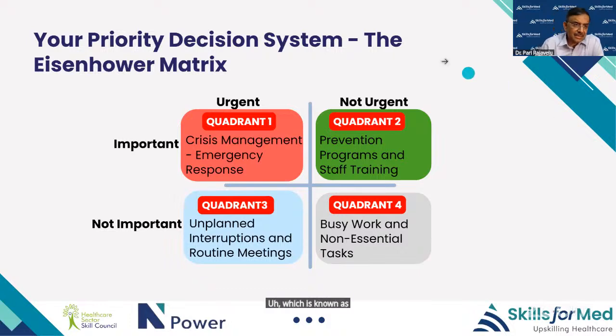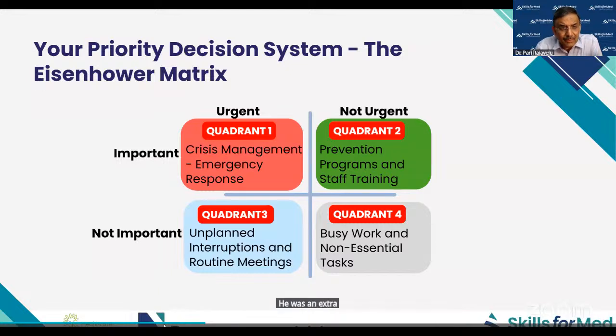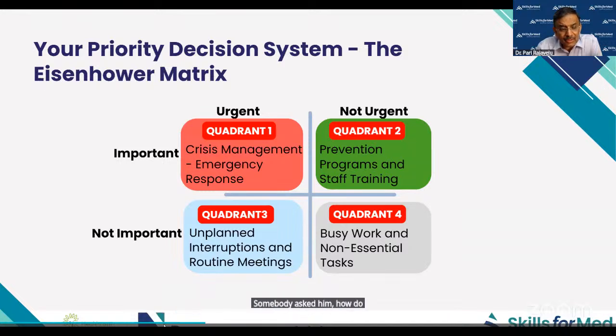Many of you would have come across this 2 by 2 table, which is known as the Eisenhower matrix. Eisenhower was one of the former presidents of the USA. He was an extraordinarily productive man; he did so many things in his life. And when somebody asked him, "How do you manage your time?" this is what he said he was using. Since that time, a lot of time management gurus and books have talked about the system, and this seems to work.